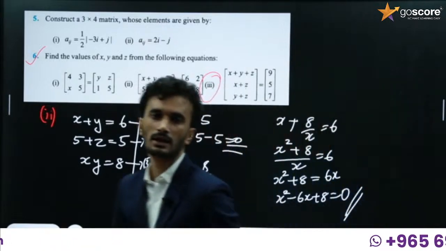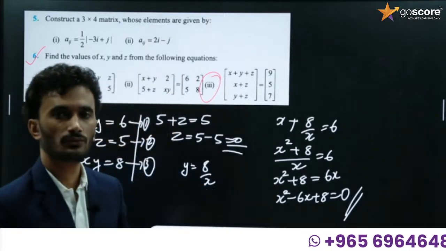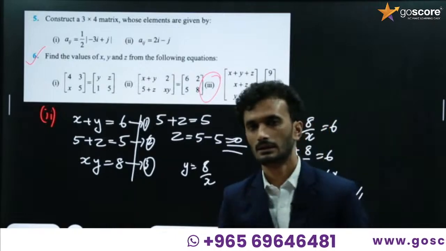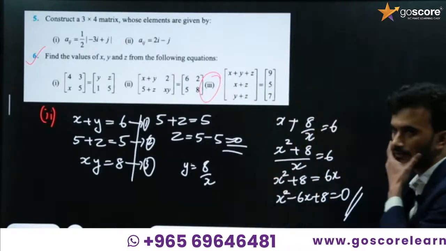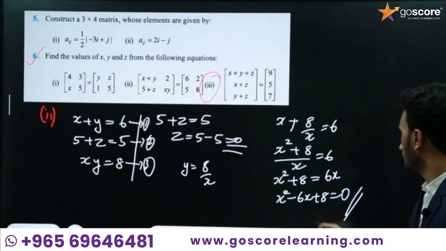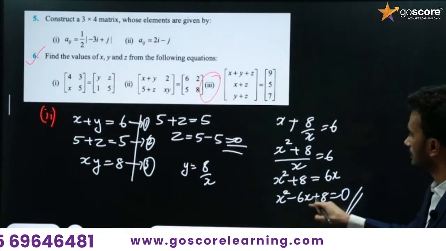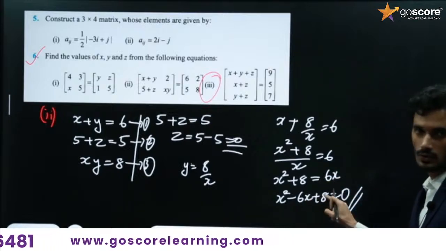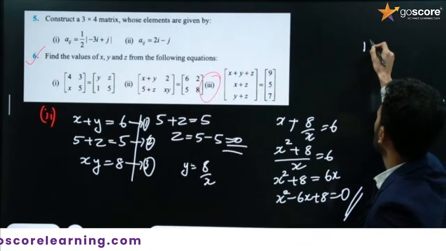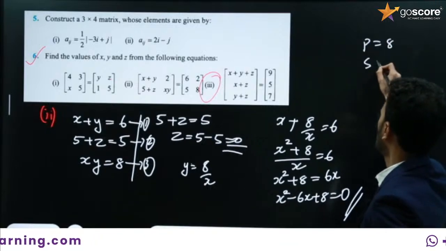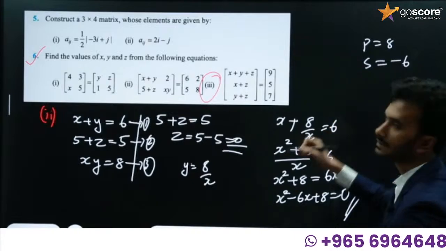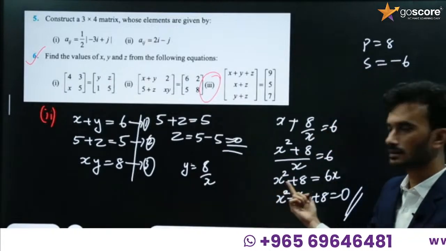Then how can we find the value of x? You can use the quadratic formula or you can use the splitting of the middle term. The simple one is you can take the product and sum. So you can see product is 8 and sum is equal to minus 6. So you can use the splitting of the middle term.